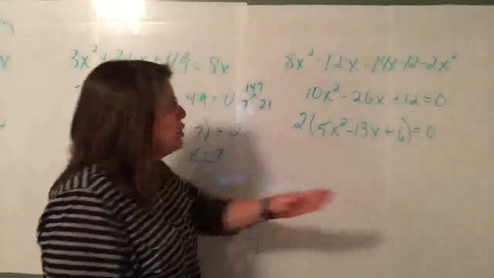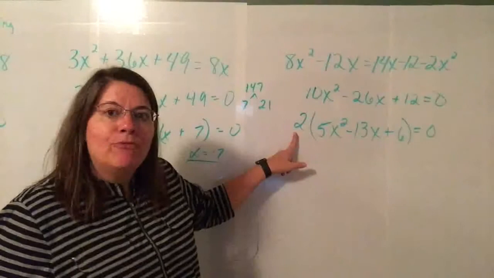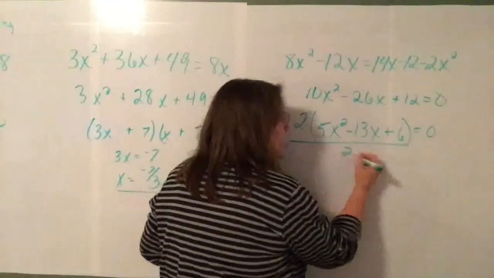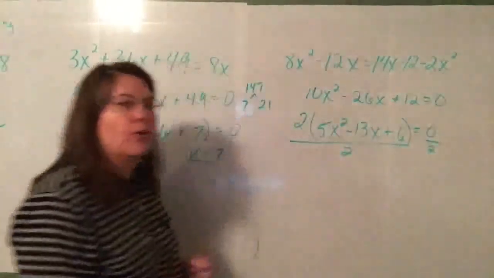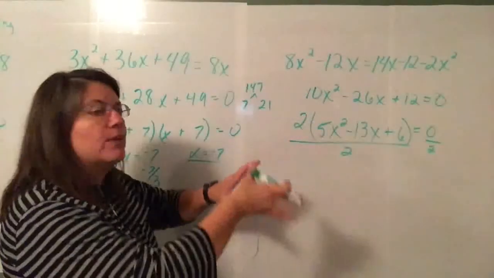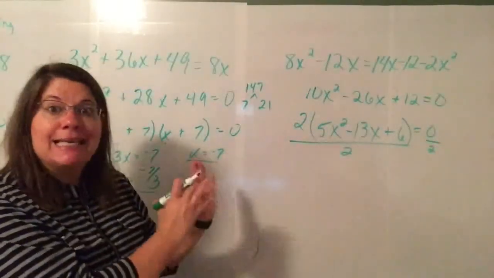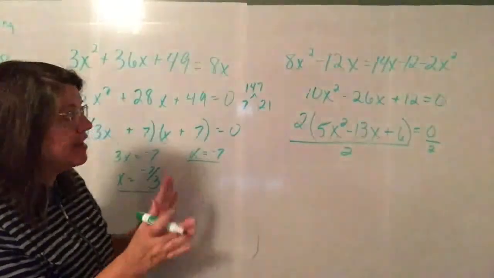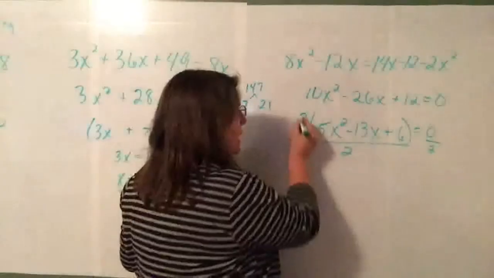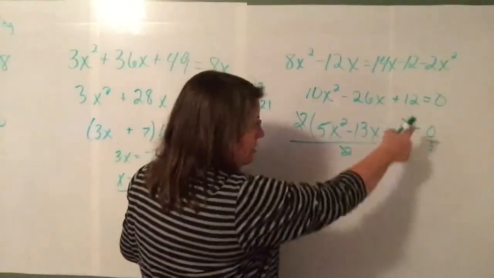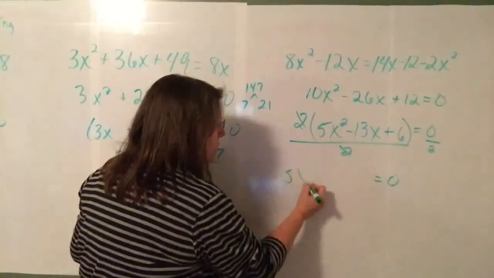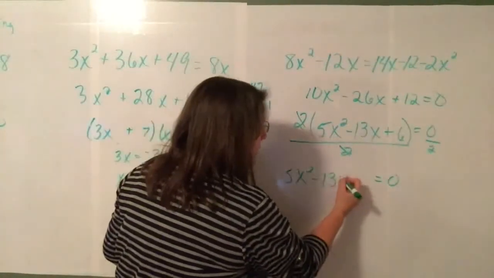And since my 2 came out, when I factor, that actually is going to drop out because basically I can take that 2 and I can divide it over to both sides. So when you have a whole number that factors out, that whole number is going to cancel out and just not do anything with your factors. It's not going to affect anything at all. So when I do that, I cancel out the 2's here. 0 divided by 2 is equal to 0. So now I have something a little simpler to factor.